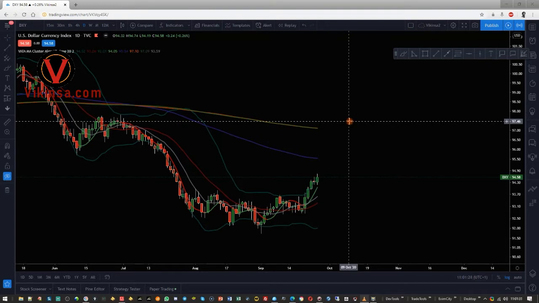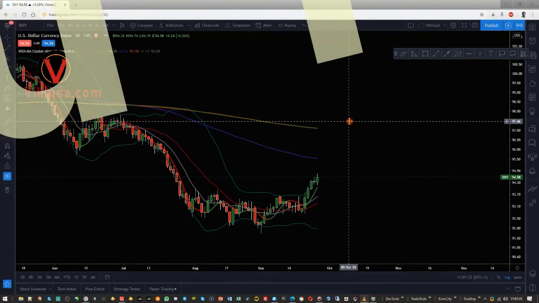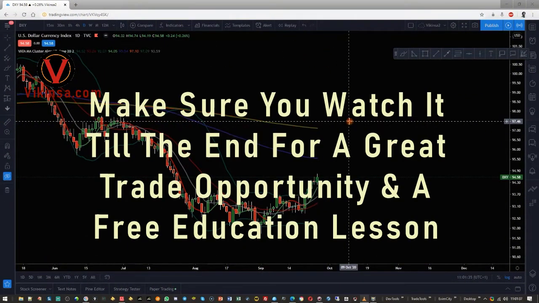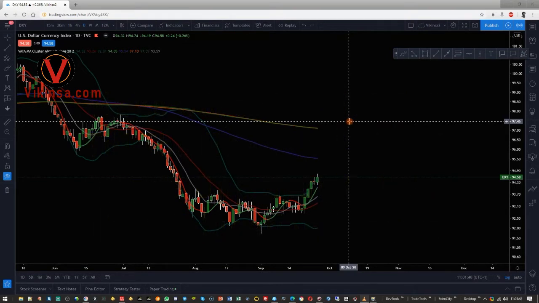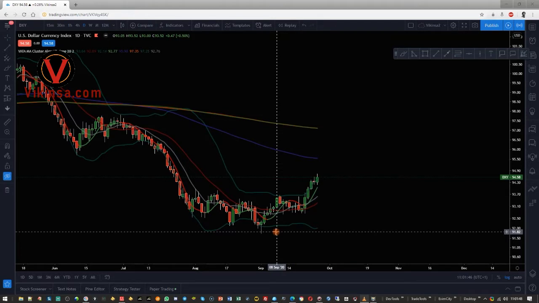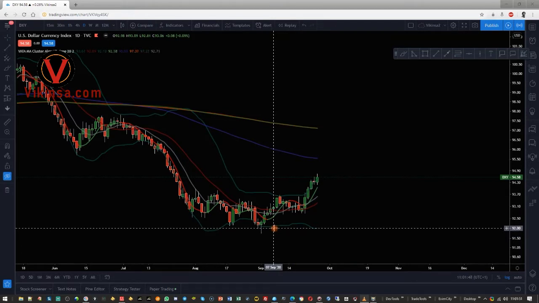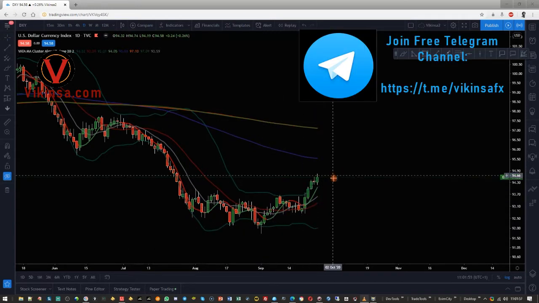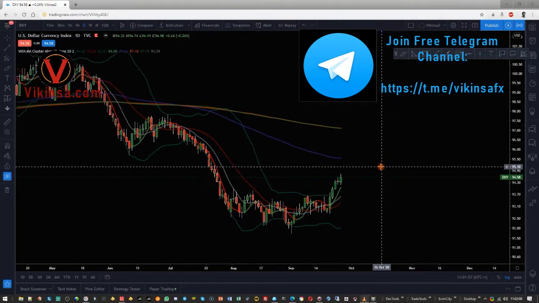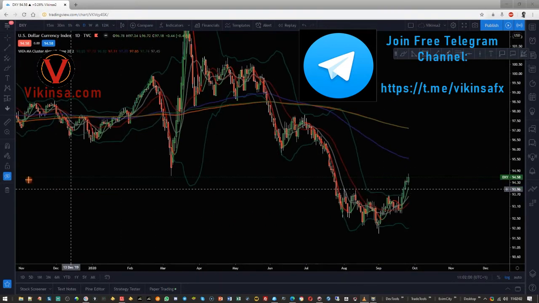Now what we're going to do in this one is kind of reset the DXY analysis because it has created new structures. If you have been following my analysis, we have been long on USD dollar DXY from the 91 level, which is around here, and we have been monitoring this level for a few months now. The market has started to move upwards and now it has created new structures. So let me revise the entire thing where the market has been.